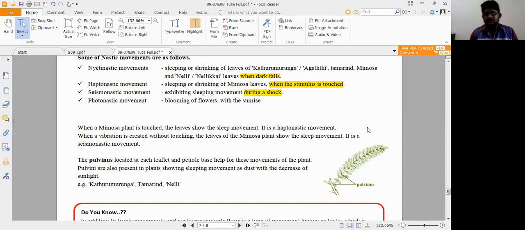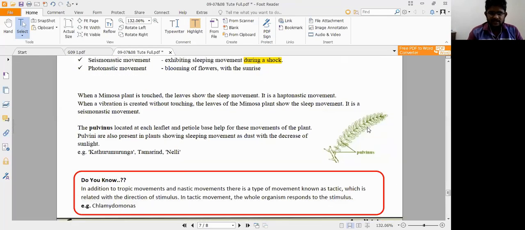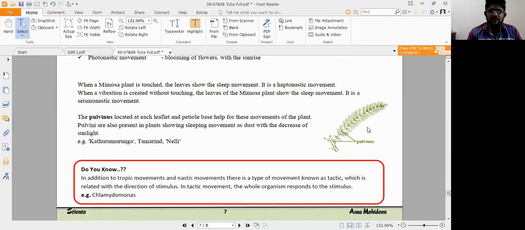So two major topics we have discussed, tropic movements and nastic movements, under the movements of plants. And is that all that comes under movements of plants? No, there are some more. We learn only about these. In addition to tropic movements and nastic movements, there is a type of movement known as tactic movement, which is related to the direction of the stimulus. In tactic movement, the whole organism responds to the stimulus. Chlamydomonas, for example, will be entirely moving. The whole body will be moving towards the stimulus. This is called tactic movement.